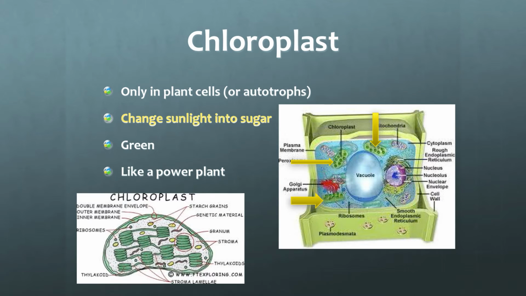Last but not least, our chloroplast. We only find it in plant cells or in autotrophs. Don't worry about that word yet. It basically is the organelle that can change sunlight into sugar. It typically is green. They kind of look like green jelly beans. It's also like a power plant. So if the school was a plant, then we would say that the generator is also like a chloroplast. So mitochondria and chloroplast both produce energy. Chloroplast uses sunlight to do it. Mitochondria breaks down sugar.